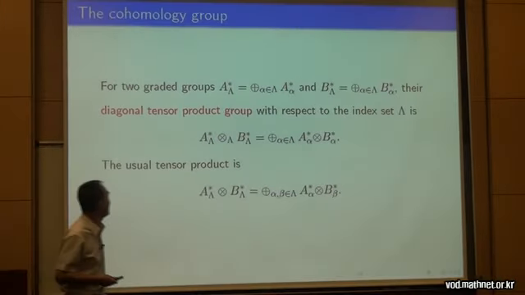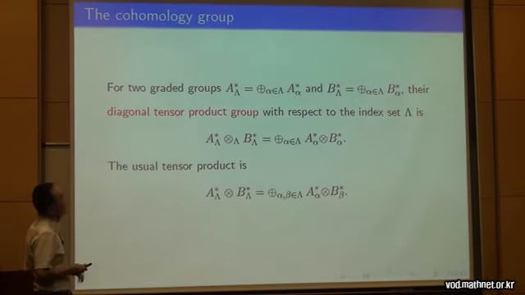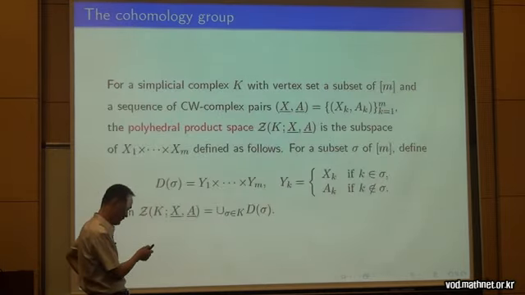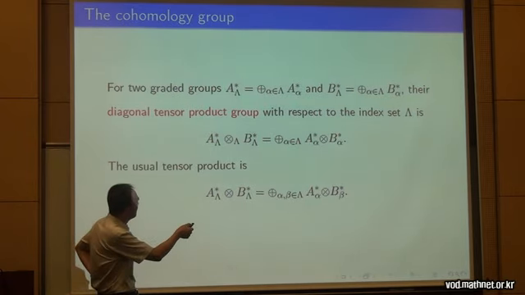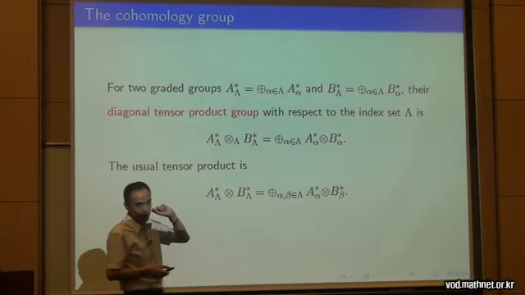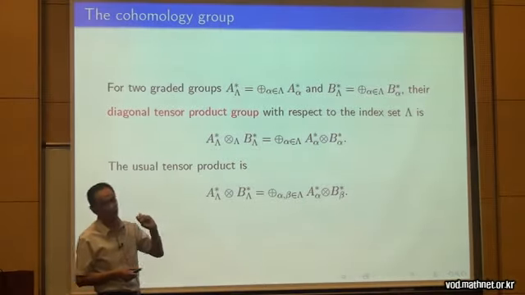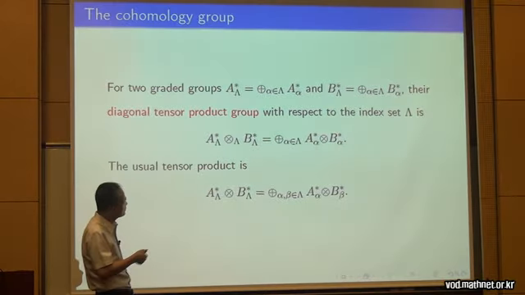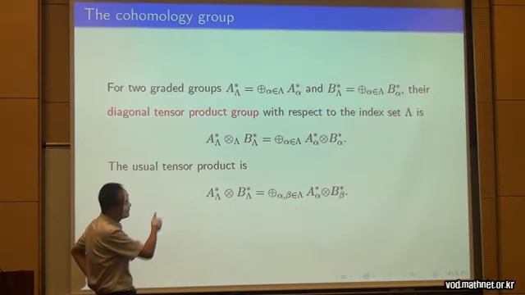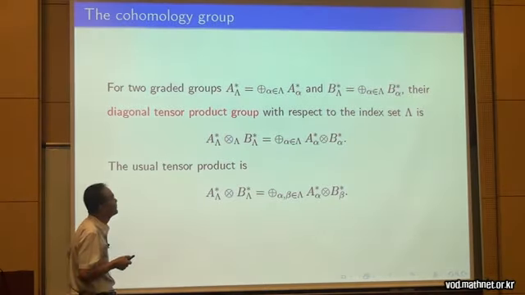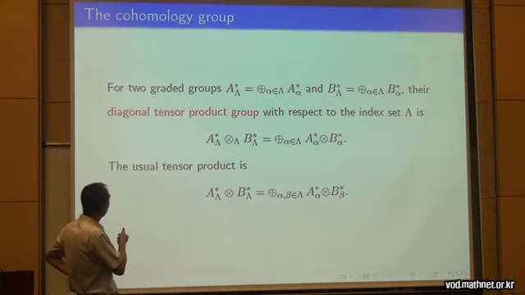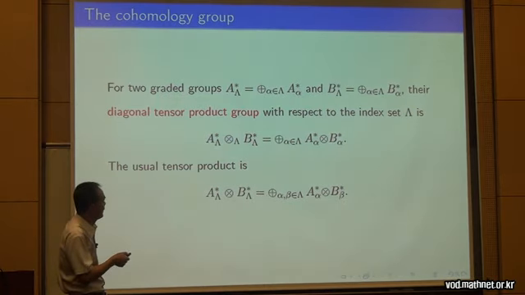A diagonal tensor product is defined on graded groups, that is, the direct sum of subgroups for A and B. Here the lambda is the index set. It is very important because only when the direct sum has the same index set can we define their diagonal tensor product. The star means graded groups, because we are all taking cohomology groups. The star means nothing, just to show that it's a graded group of cohomology groups. So for such two direct sums of groups, we define their diagonal tensor product to be this group.